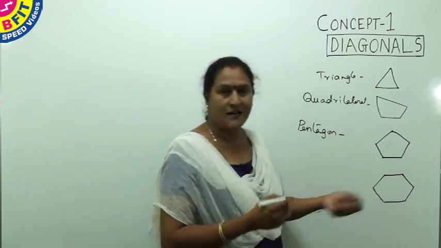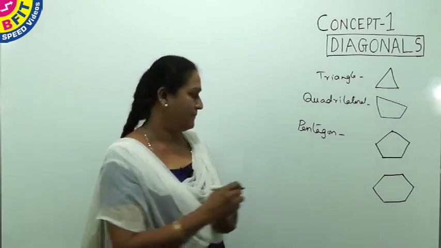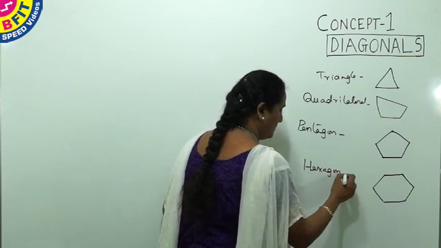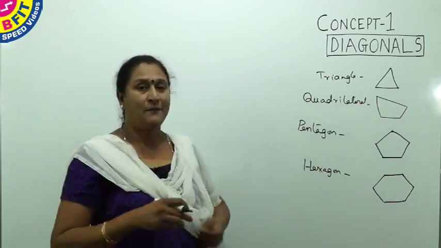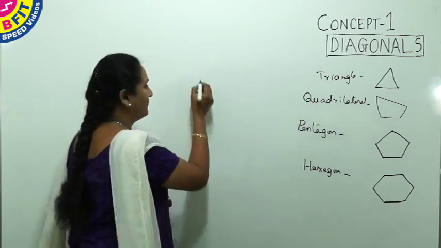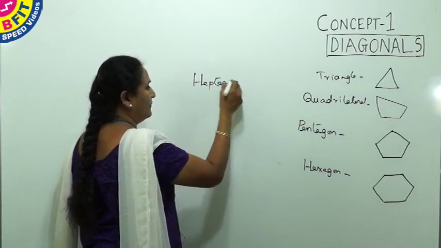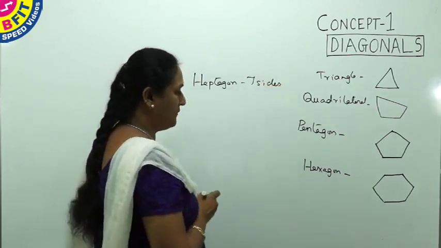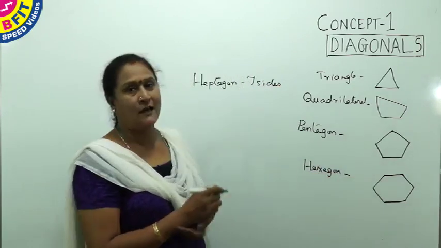And what is a 6-sided shape? 6 sides, hexa, so it is known as a hexagon. If there are 7 sides, 7 means hepta, so a 7-sided shape is called a heptagon. So a 6-sided one is known as a hexagon. If there are 7 sides, then it is called a heptagon.